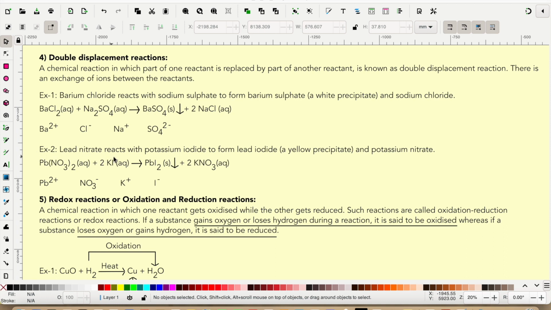Lead nitrate reacts with potassium iodide to form lead iodide and potassium nitrate. Lead nitrate is made of Pb++ and NO3- ions. KI is made of K+ and I- ions. Pb++ combines with I- to make PbI2. Similarly, K+ combines with NO3- to make KNO3.